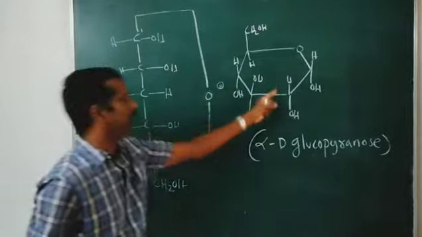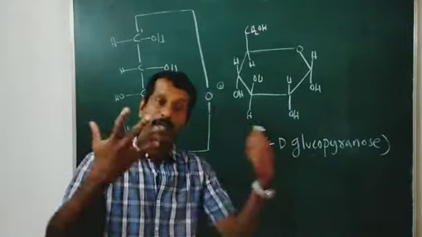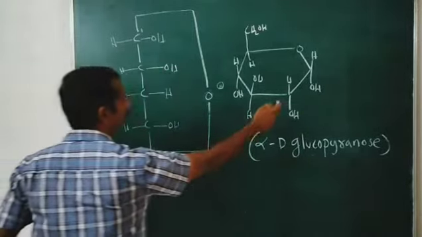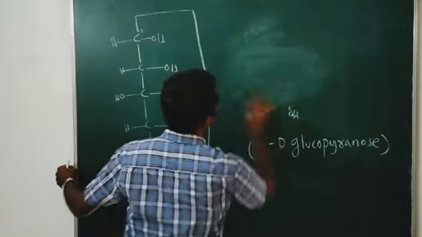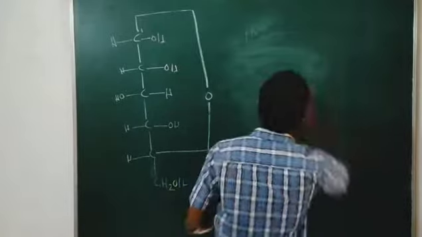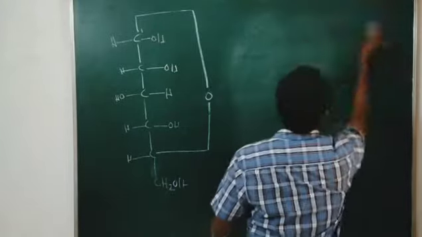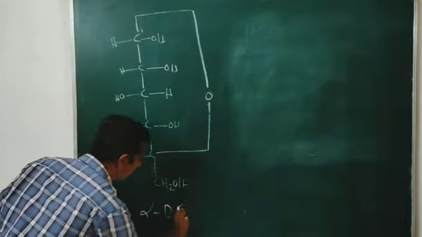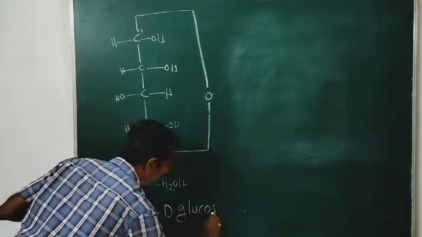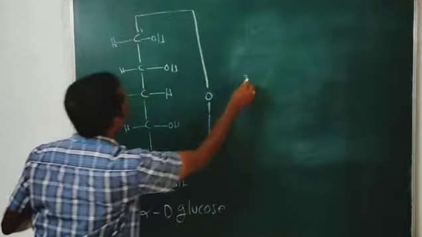If you represent it like this, then it is known as the pyranose structure. So this is alpha D glucopyranose. Now look at it here. So this is alpha D glucose.